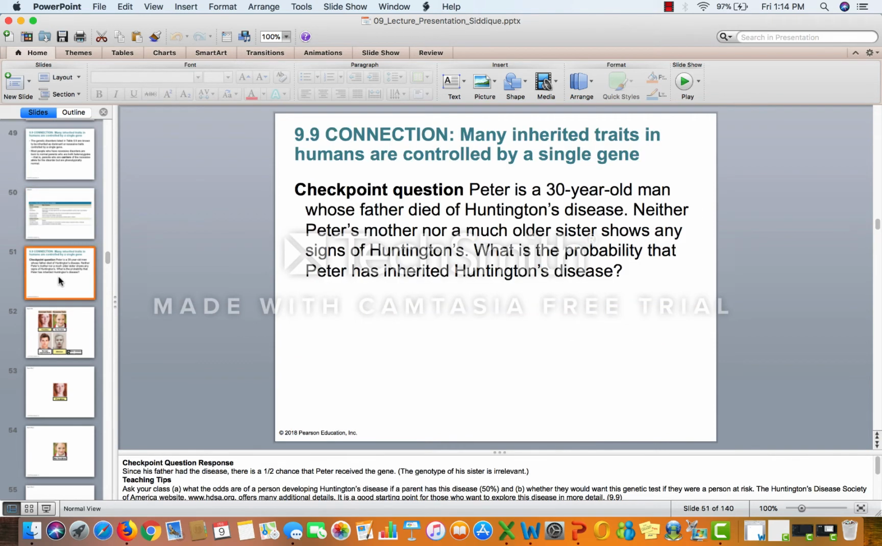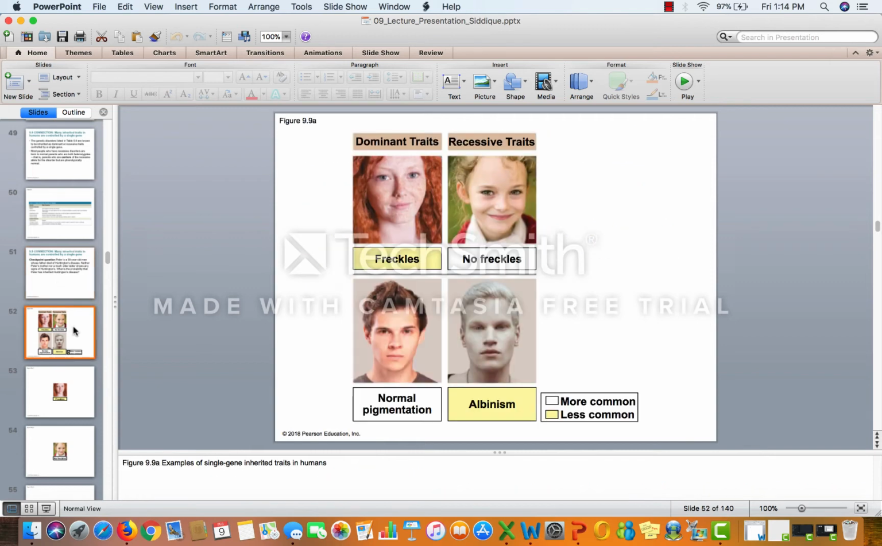Okay, checkpoint. Peter's 30 years old. His father died of Huntington's. Neither his mother nor his older sister show any signs. What's the probability that Peter's got it inherited? It's got to be half a chance, right? The genotype of the sister is irrelevant. So the father had the disease. There's half the chance that Peter will receive the disease, okay?